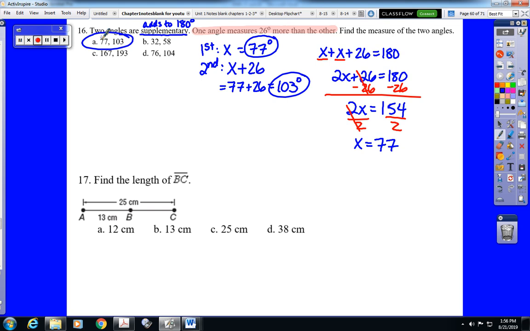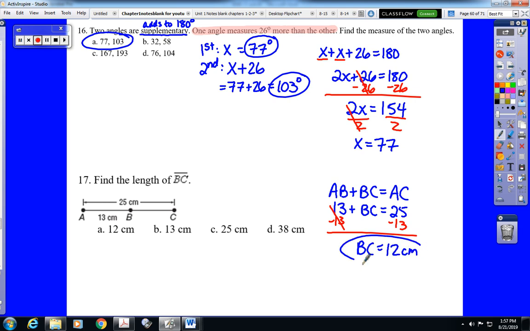17 is another betweenness of points problem. We have a picture. We're supposed to find the length of BC. In that picture, B is between A and C. So we would set up the equation AB plus BC equals AC. AB is 13 centimeters. We're trying to find BC, and AC is 25 centimeters. That is a one-step equation where we subtract 13 from each side, and we get BC is 12 centimeters, or A. See what the next page looks like.